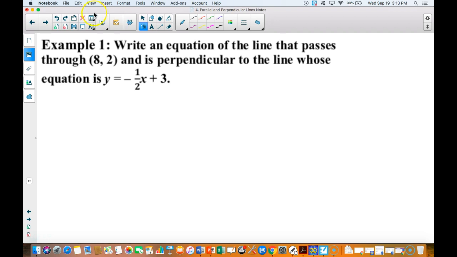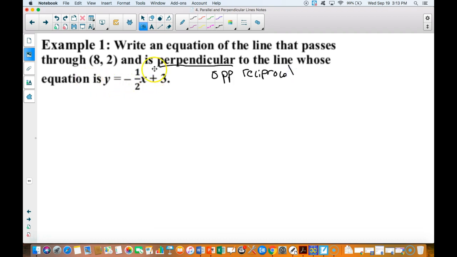In this first example, what we want to do is write an equation of a line that goes through the point (8, 2) and is perpendicular to this line right here. We always want to look at whether we are finding a parallel line or a perpendicular line. Here it says perpendicular. That tells me I want the opposite reciprocal slope of the line in question.